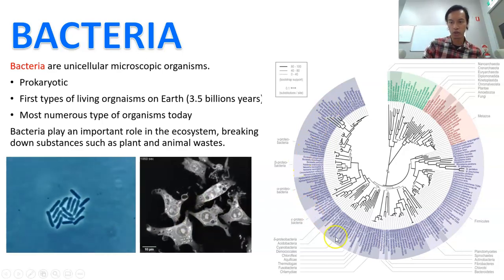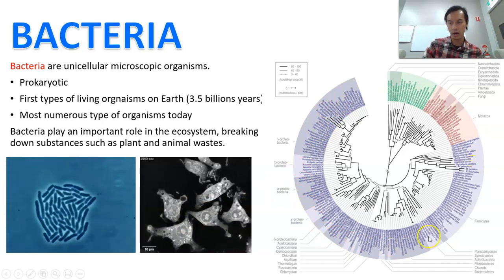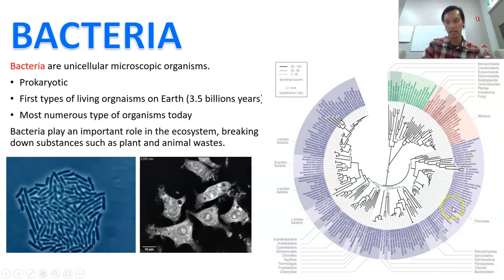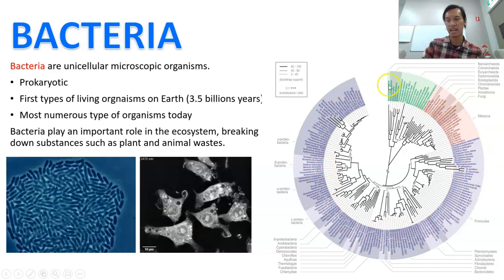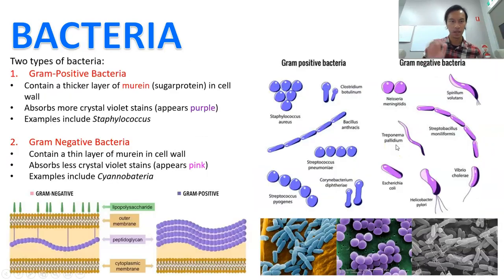Here's the diagram showing you the amount of bacteria that are around. You can see there are way more bacteria than there are plants and animals in the world today. There are two types of bacteria. You have what we call gram-positive bacteria and gram-negative bacteria, and it all comes back to this particular layer in their cell wall, which is called the murein, which is a type of sugar protein.